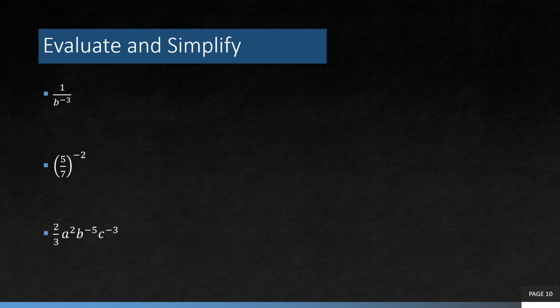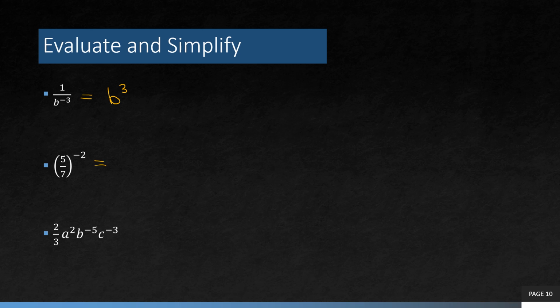On this slide, we're going to practice using negative exponents. That first one is 1 over b to the negative 3. So instead of using the negative, we can make that a positive 3 and take the reciprocal. So doing that, that just becomes b cubed, or b to the 3rd.